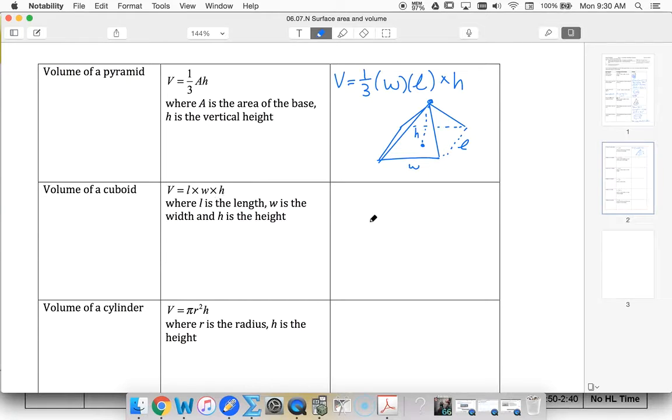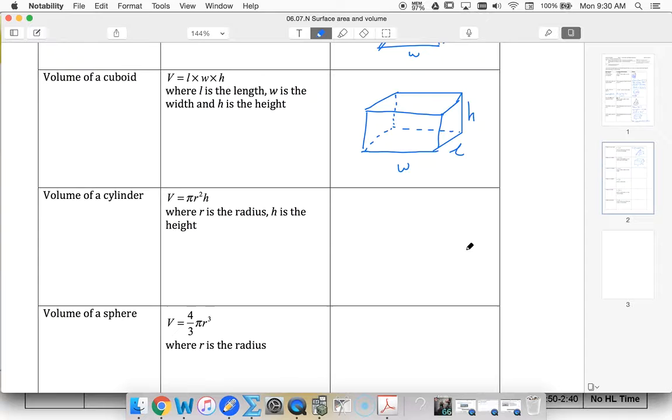Cuboid, length, width, height. A cuboid looks like a cube in that we have all straight sides and there's 6 faces on it. But in a cube, all my sides would be the same length. In a cuboid, we don't necessarily have the sides as the same length. So we could have length, width, and which one we call length and width doesn't really matter. Normally the one that stands up we call the height, but it doesn't matter so much.